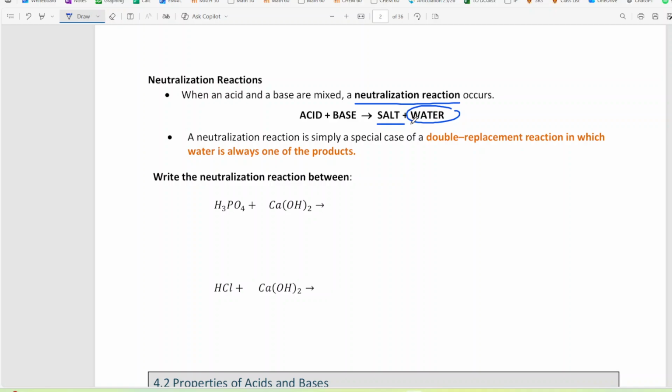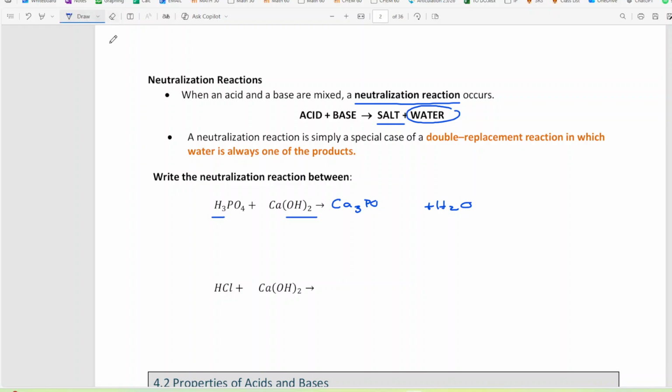So if I was going to write the neutralization reaction between H3PO4, which is phosphoric acid, and calcium hydroxide, I know that it's going to form water. Now, the way that I wrote that above, I should put H2O on the end here. Okay, it's going to form water, and then the other thing is going to be a salt. So if we think of this as being a double displacement, we're going to get the water from the hydroxide and the hydrogen. So then the salt that's going to be left is going to be the calcium phosphate. So calcium is a 2 plus charge, phosphate is a 3 minus charge, so it's going to be calcium, phosphate.